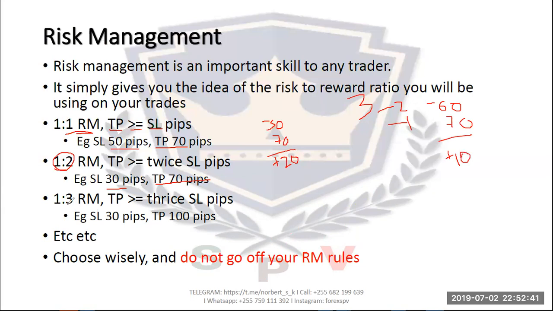So on 1:3, if you use 1:3 as your risk management, it means that on the 4 trades you are taking, if you lose 3 and you win one trade, you'll still be in profit. So your TP will be greater than or equal to thrice your stop loss pips. So if you're using a stop loss of 30 pips, your TP should be at 100 pips, around that. So you get a -90 pips. When you add the 100 you won, you get a +10 pips.